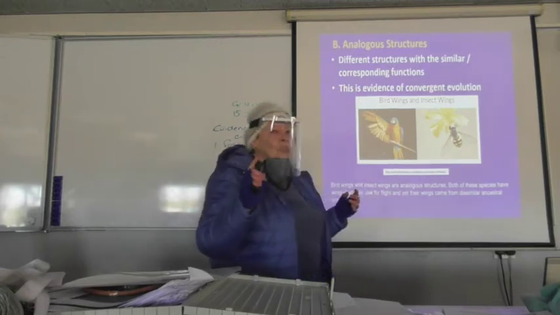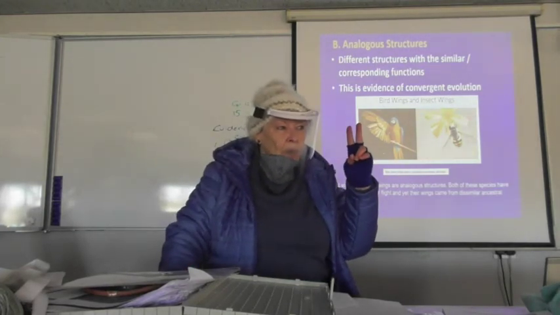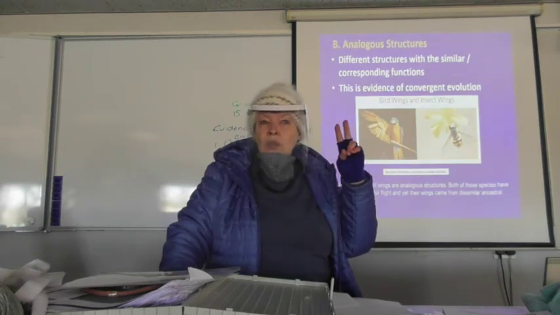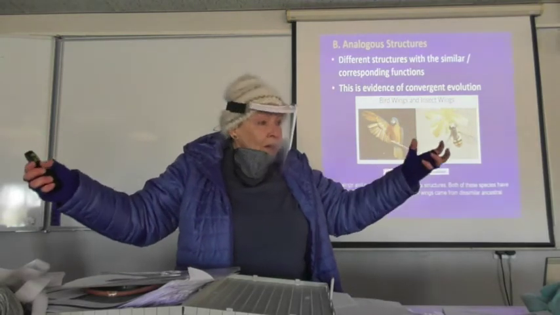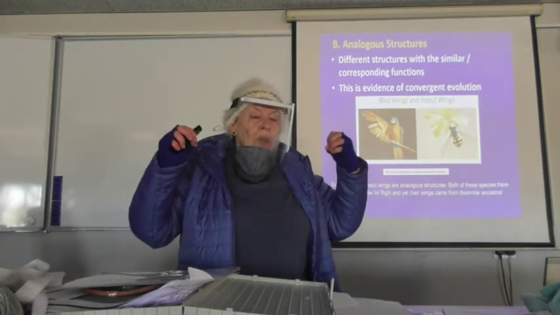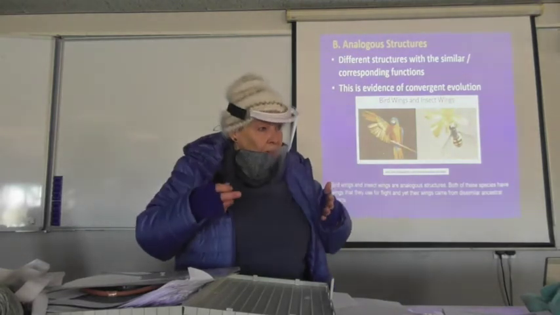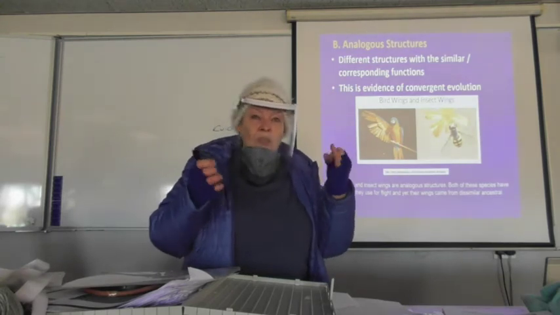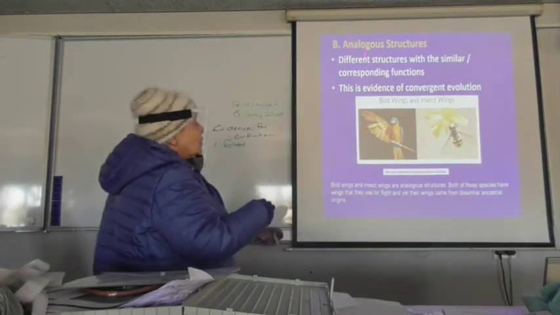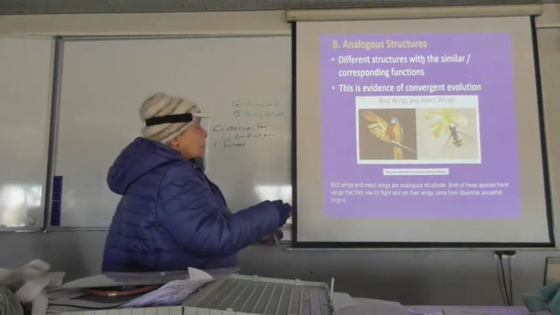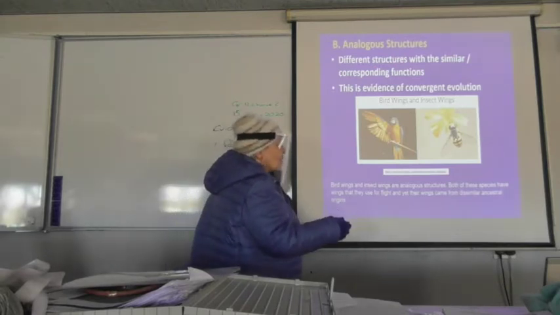Okay, so an example would be, you see a dolphin and you see a shark. They look quite similar. They've got apparently the same kind of fin. But if you look in a shark's fin, it doesn't have the pentadactyl bone structure. If you take a dolphin fin and a shark's fin and dissect them, they're very different. Different structure, similar function. Wing of a bird, wing of a bee.